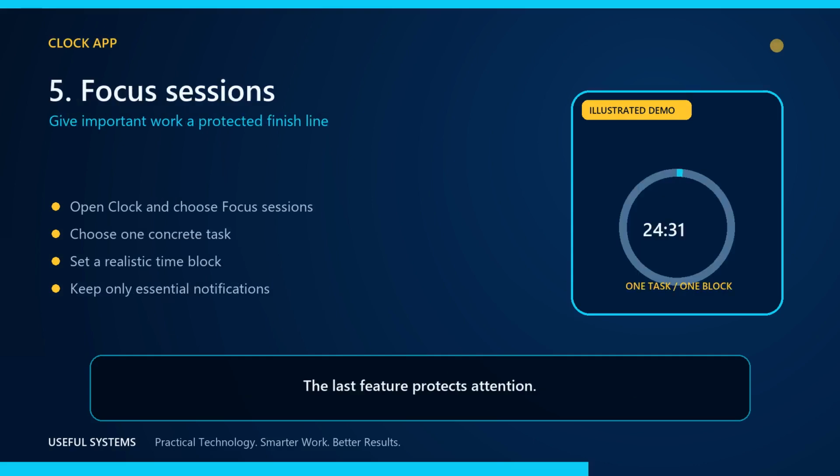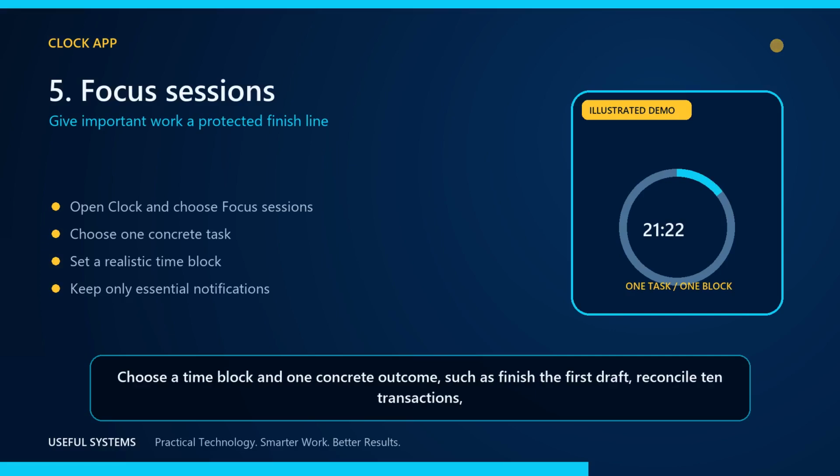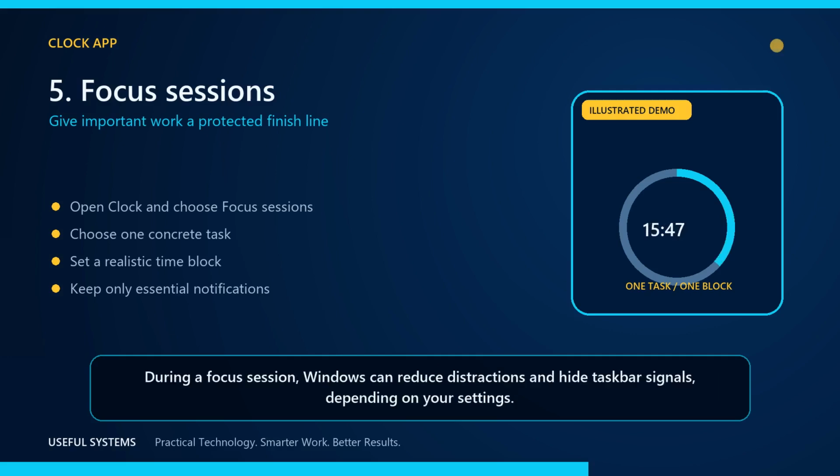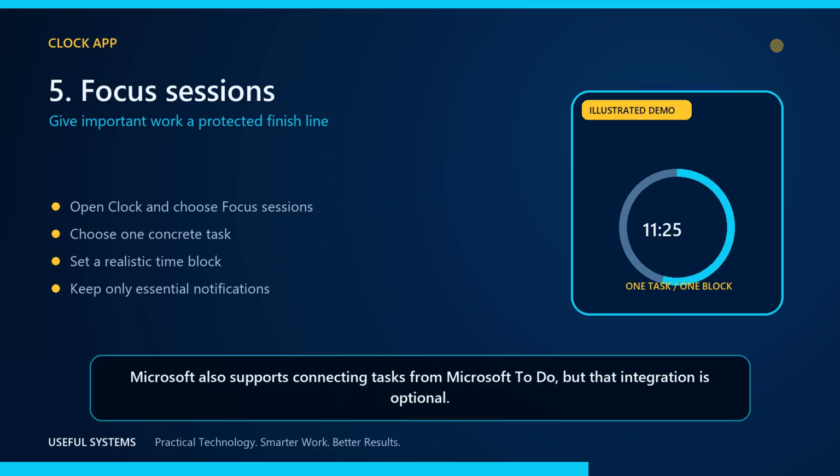The last feature protects attention. Open the Windows Clock app and select Focus Sessions. Choose a time block and one concrete outcome, such as finish the first draft, reconcile 10 transactions, or edit the first 2 minutes. During a focus session, Windows can reduce distractions and hide taskbar signals, depending on your settings. Microsoft also supports connecting tasks from Microsoft To Do, but that integration is optional.